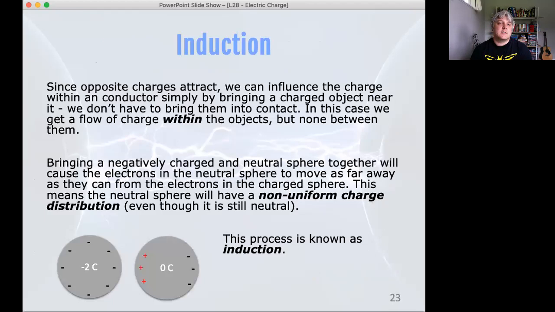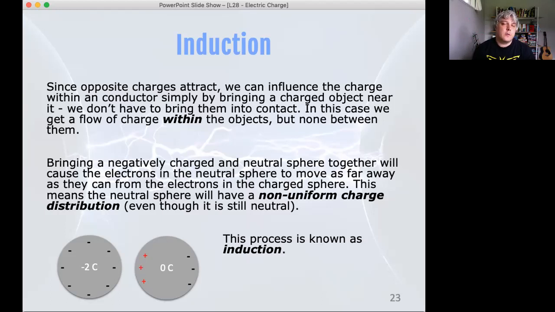Right? Induction, opposite charges attract. So that means that we can actually cause a charge distribution, which is not our default distribution of all of the electrons being on the surface, or all of the electrons being slightly in and leaving a positive charge on the surface. Right? We can cause a charge distribution that is not one of those. And the way we can do that is the same as what we were just talking about with 2 conductors, but this time we don't actually let them touch each other. We bring that negative 2 coulomb charged ball and we bring it really close to our neutral one, but we don't let it touch the neutral one.